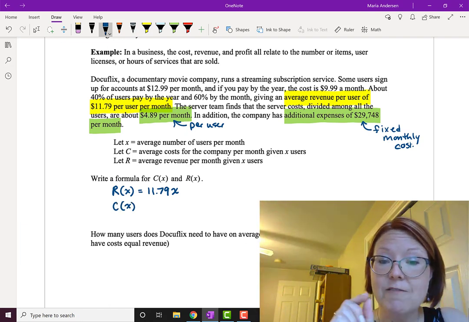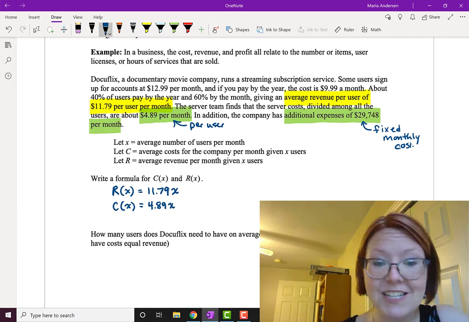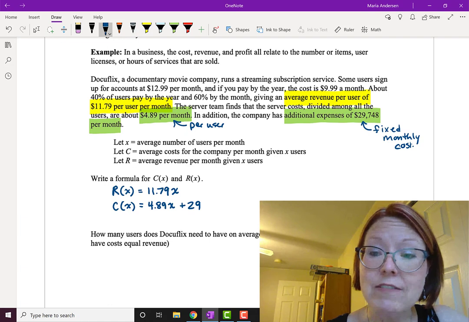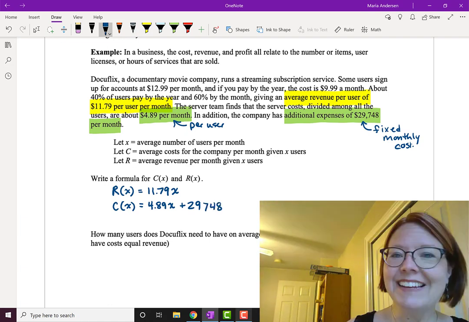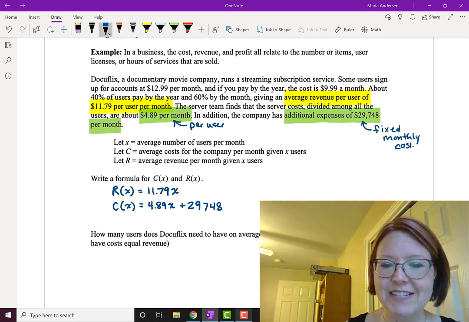C of X is the cost equation, and we have two types of costs. We have a variable cost, that's a per user per month cost, that's $4.89. So every time we add a user, it costs us $4.89 for that one user. And then on top of that, we have a fixed cost of $29,748.